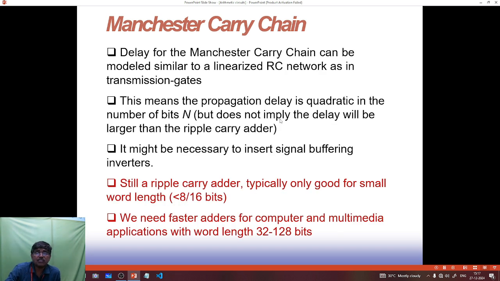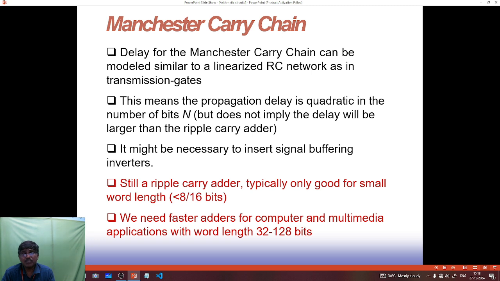Next, the delay for the Manchester carry chain can be modeled similar to a linearized RC network, as in the transmission gate. When you are connecting the carry chain, what happens? The MOSFET generally has a parasitic capacitance. There is an RC delay, resistance and capacitance delay. So due to the resistance and capacitance delay, finally the delay will increase.